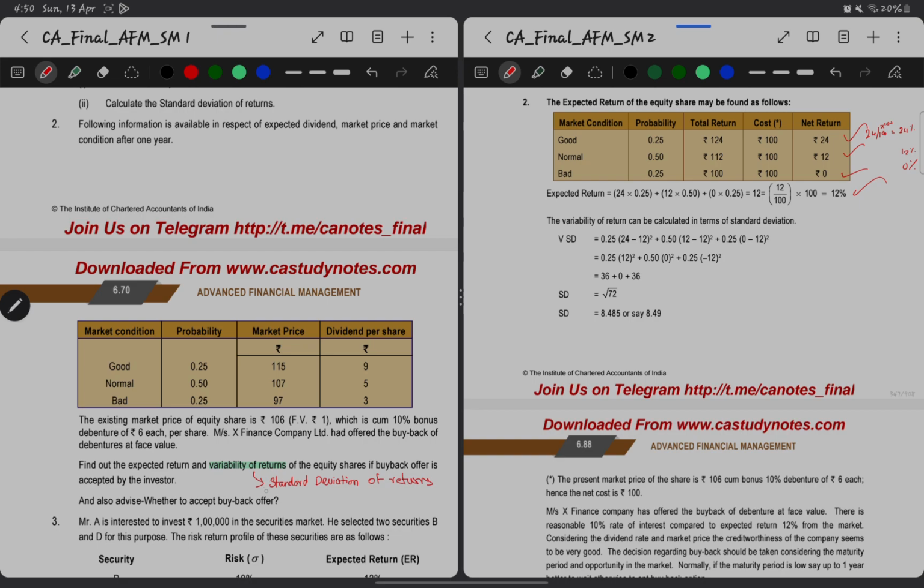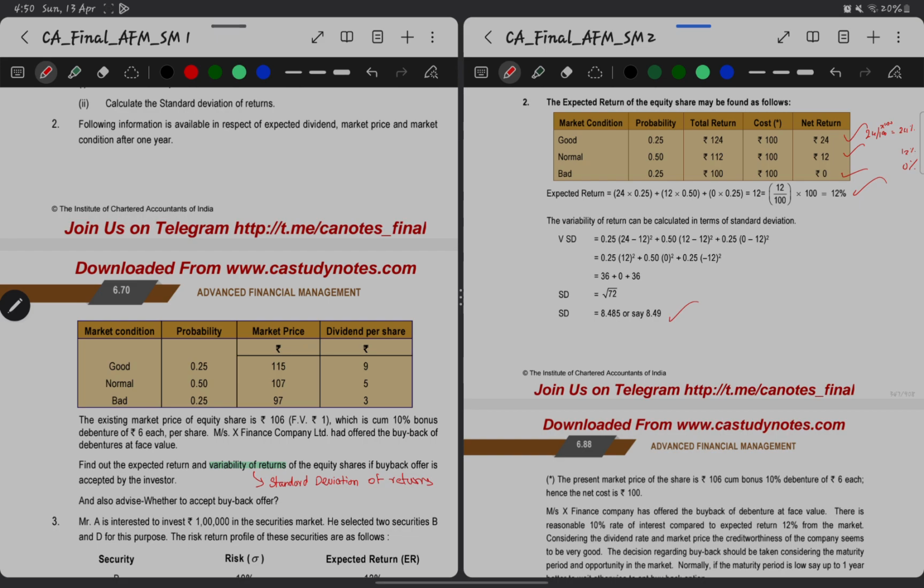Now the next requirement is variability of returns, which is nothing but the standard deviation. So the same way, whatever return percentage minus the expected return percentage, the difference squared multiplied with the probability will give us the variance. So the total variance is 72 and the root of the variance will give us the standard deviation, which is the variability of returns. In our case it is 8.49%.